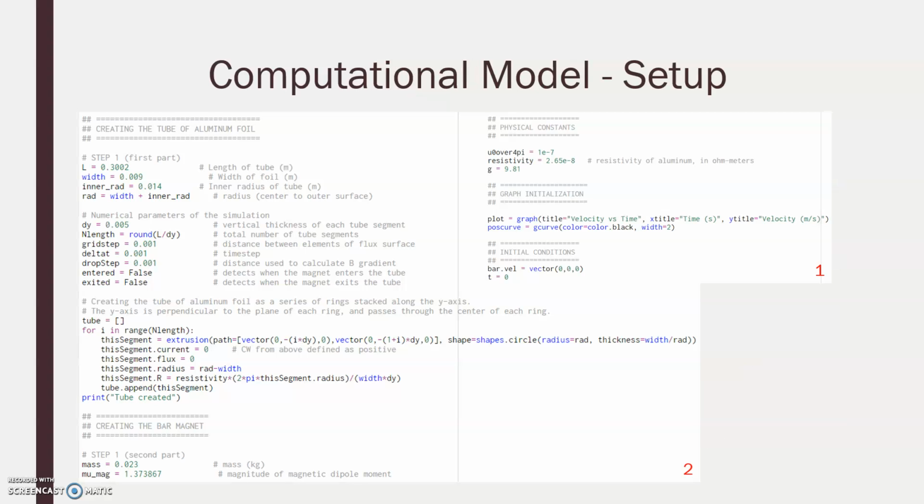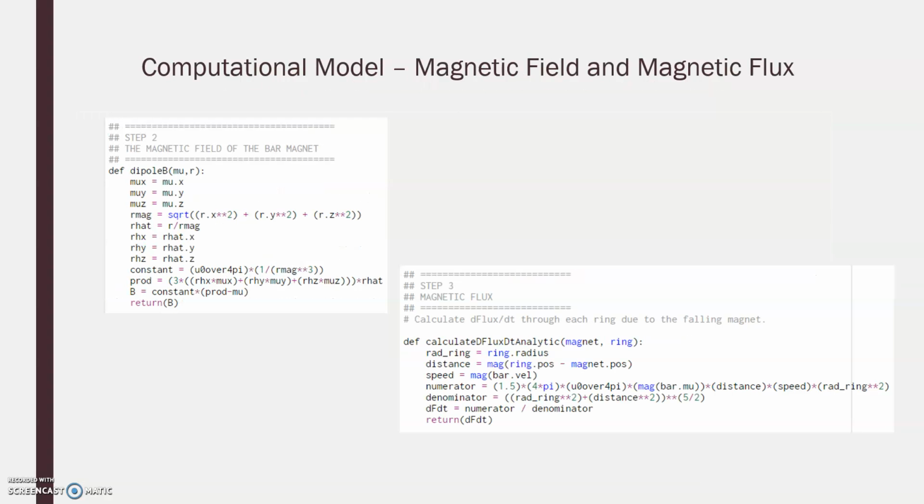The computational model first initializes a graph and indicates physical constants and initial conditions as shown to the right. I then model the aluminum foil using the measured values of foil length, width, and tube radius to create a series of rings stacked along the y-axis. I also modeled a cylindrical bar magnet using the previously measured values of mass and magnitude of magnetic dipole moment in order to define the dipole points along the magnet's axis. I then created functions for the magnetic field and magnetic flux. The magnetic field function has magnitude of the magnetic dipole moment and position vector inputs, while the magnetic flux function has magnet and ring object inputs.